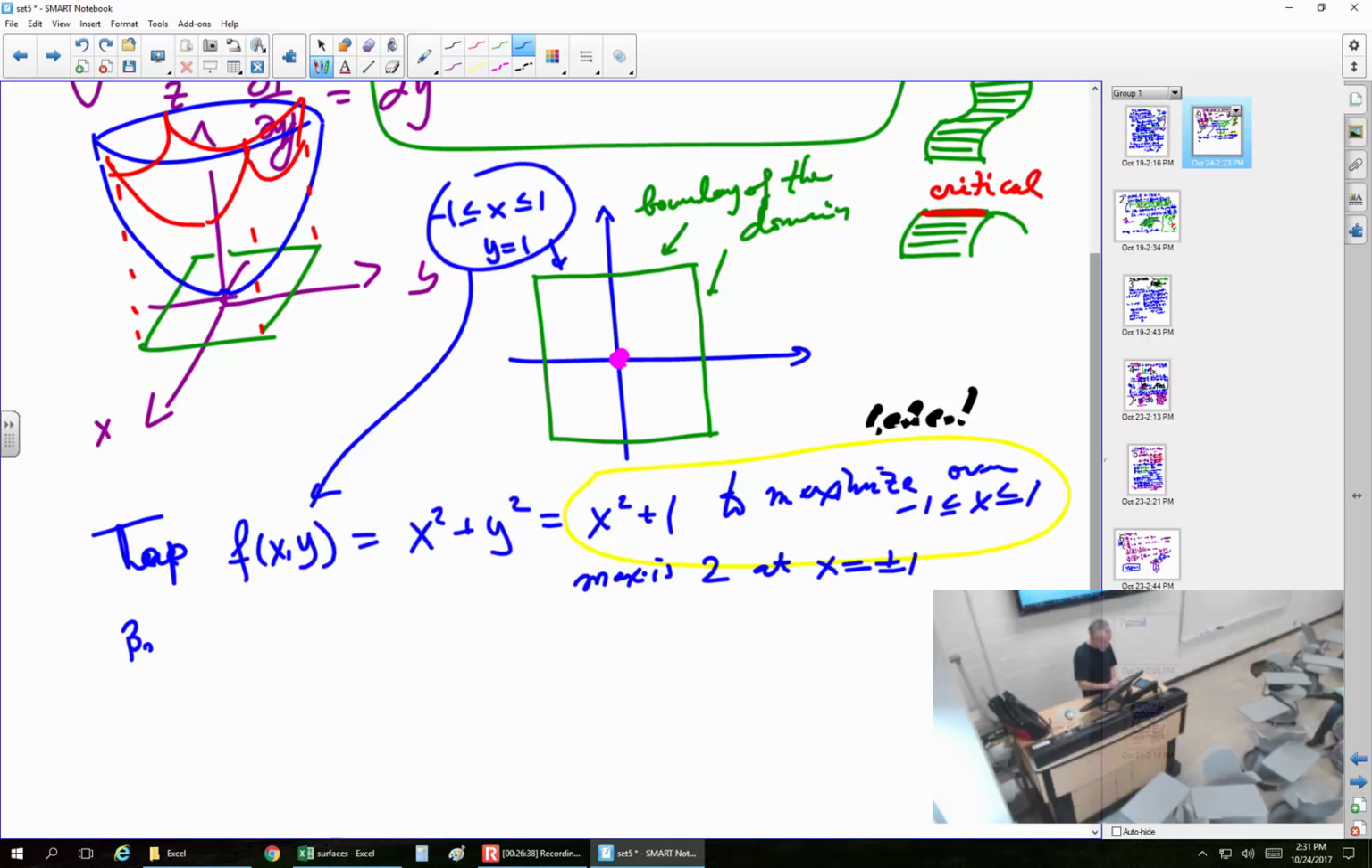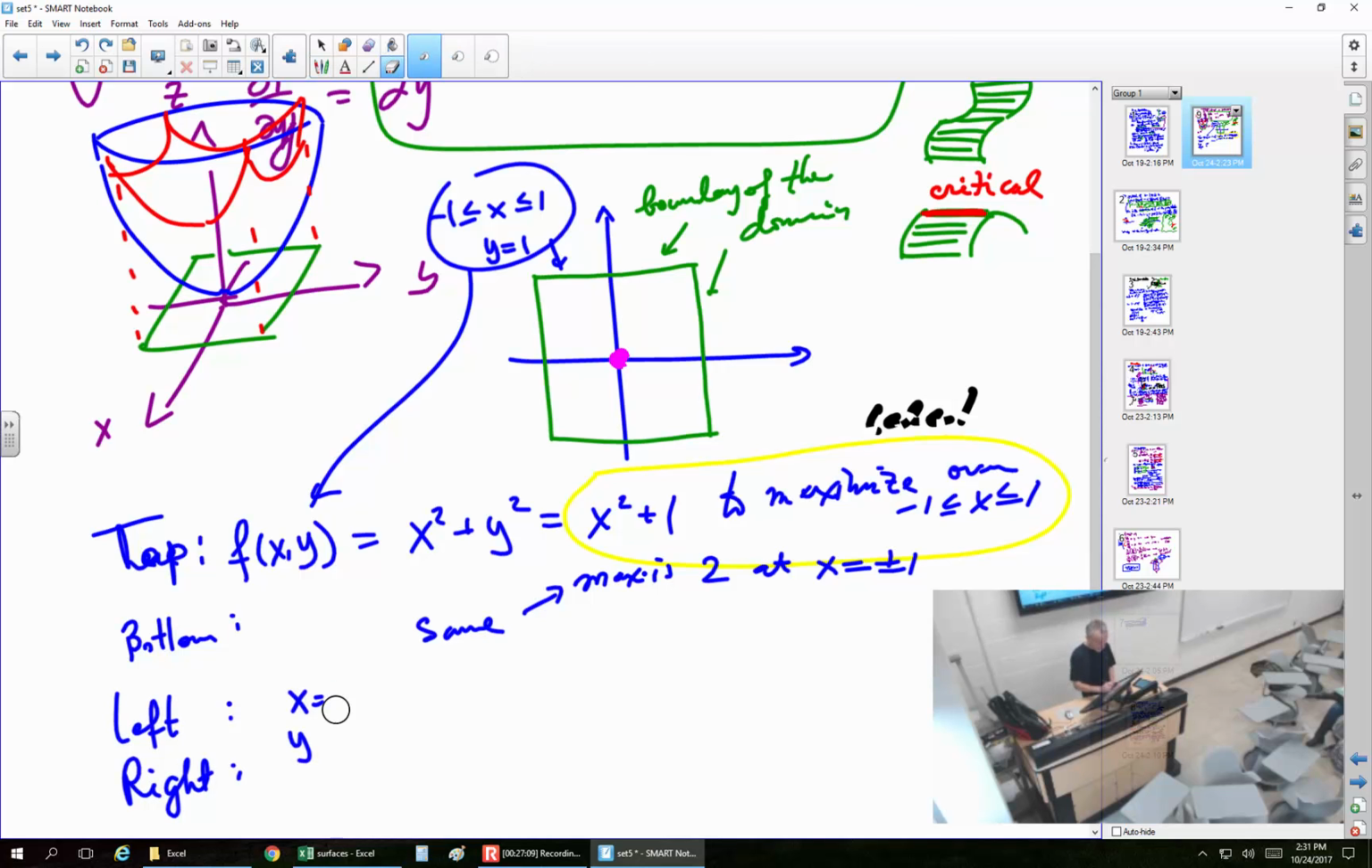The bottom is exactly the same, except there's an absolute value difference. Once again, x runs between negative 1 and 1, so that answer is still applicable. So the maximum is 2 at x equal plus or minus 1. Finally, we take left and right. Once again, it will coincidentally be the same. Here we say that x equals plus or minus 1, and y runs between negative 1 and 1.